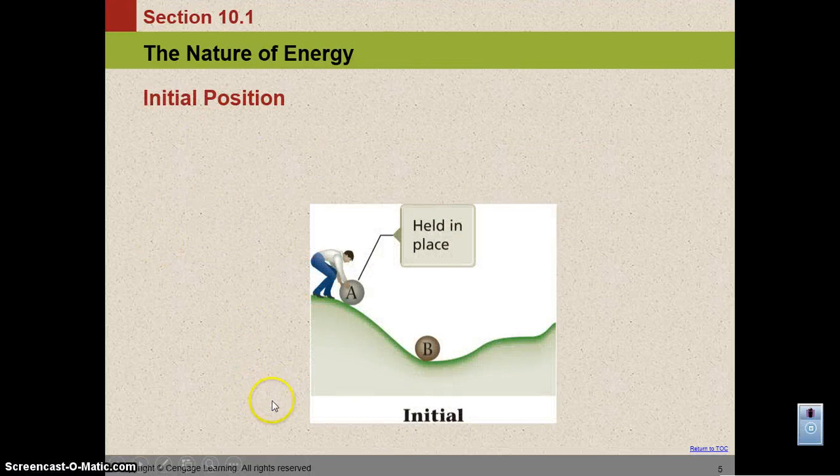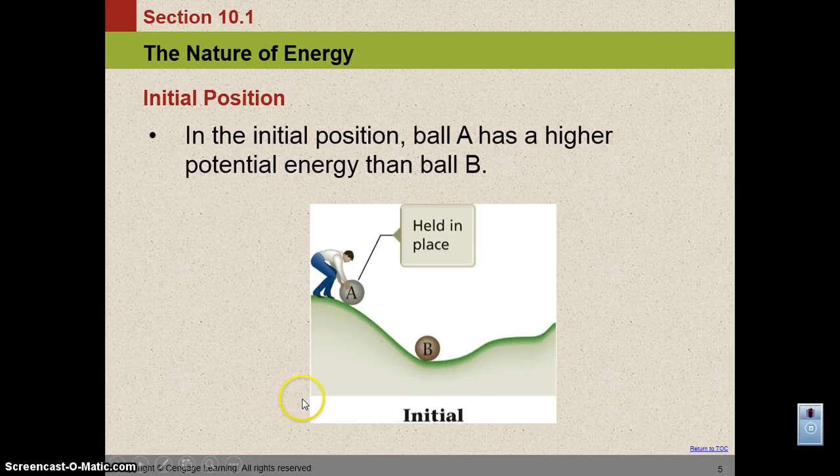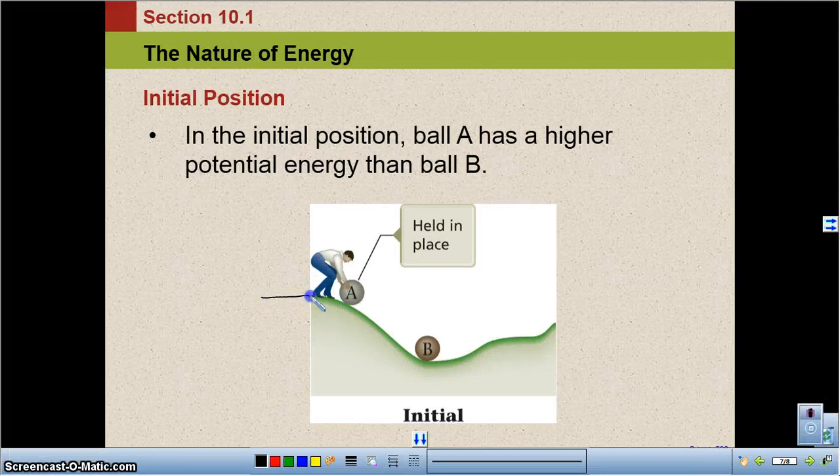So let's look at this initial position picture. This is saying we have ball A and we have ball B. And ball A has a higher potential energy because it has a higher level. Let's draw this line right here. It's located right here, while ball B is located down here. So it has a higher position. This higher position allows it to have a higher amount of potential energy than ball B. So let's see what happens when he lets go of ball A.